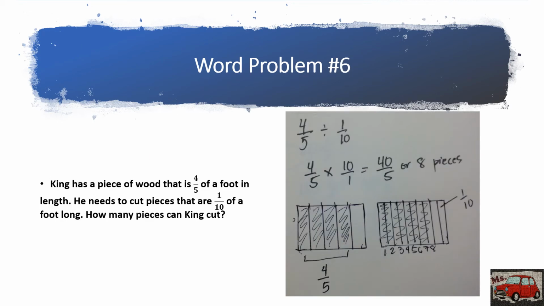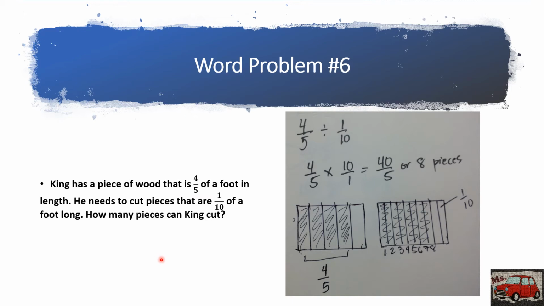King has a piece of wood that is 4/5 of a foot in length. He needs to cut pieces that are 1/10 of a foot long. How many pieces can King cut? Alright, so parang ito lang din yung kaninang problem na sinagutan natin. So, hanapin lang natin kung ilan yung bilang na makakat ni King dun sa 4/5 foot in length, kung bawat cut niya, ang size is 1/10 of a foot long.